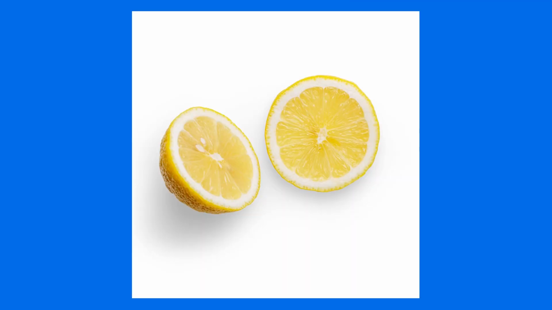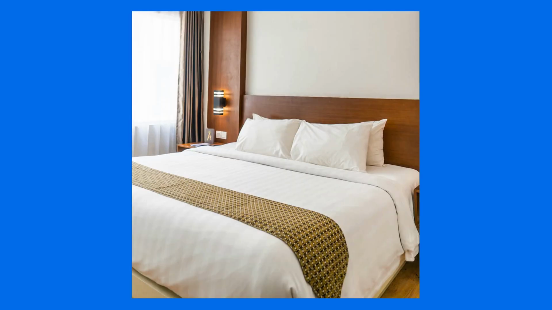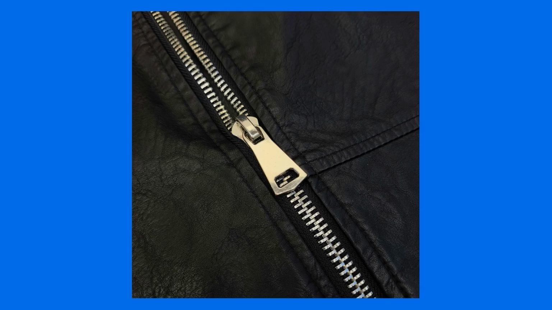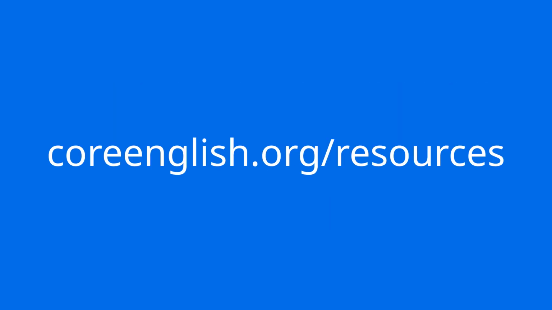Let's try some with pictures. Say what you see. Then say the beginning sound. You did great. Let's review. A word begins with a sound. That sound matches a letter. Listening to the beginning sound helps you read and spell. Download your practice sheet for Lesson 1 at coreenglish.org and do the drills. Remember to practice whenever you can. In the next lesson, we'll begin to learn word families.